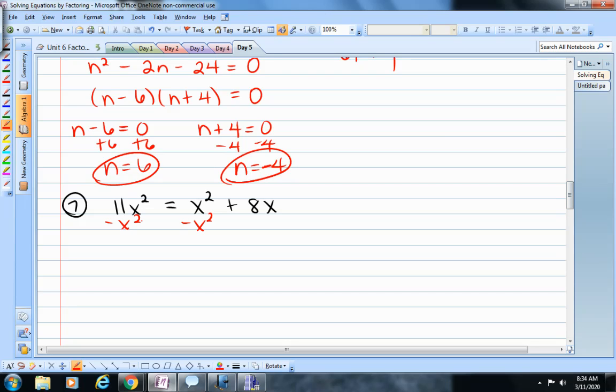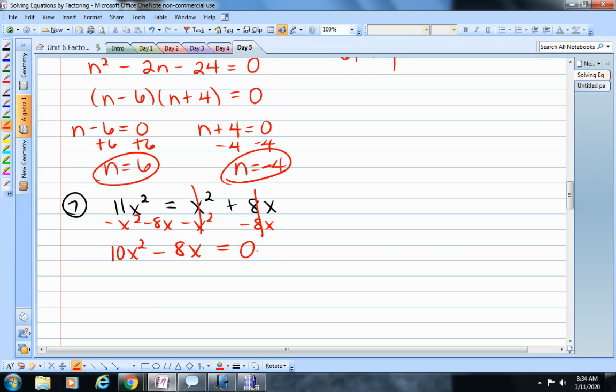You do not do that. That does not work. That is not teaching anything or learning anything. So I'm moving everything over. So the x squareds cancel and my 8x's cancel. 11x squared and x squared are like terms. So what is 11x squared minus 1x squared? 10x squared minus 8x equals 0. Yeah, we don't want our leading term to be negative if we can help it, because that just puts a whole other sign kink in everything.